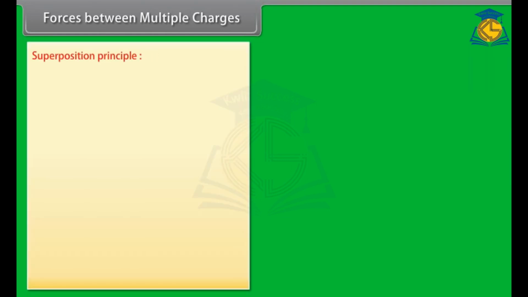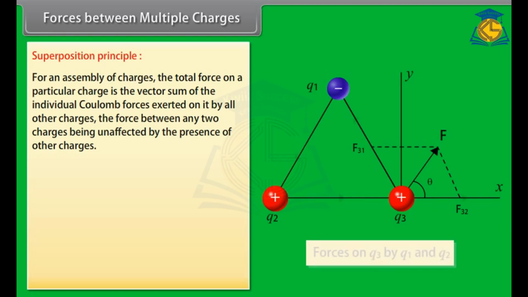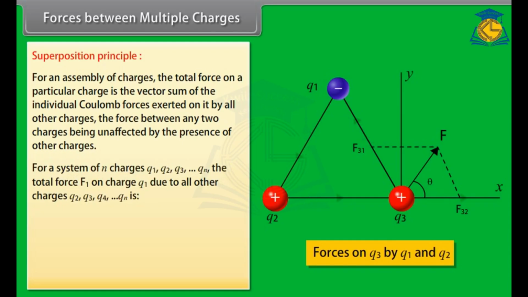Forces between multiple charges. Superposition principle. For an assembly of charges, the total force on a particular charge is the vector sum of the individual Coulomb forces exerted on it by all other charges, the force between any two charges being unaffected by the presence of other charges.